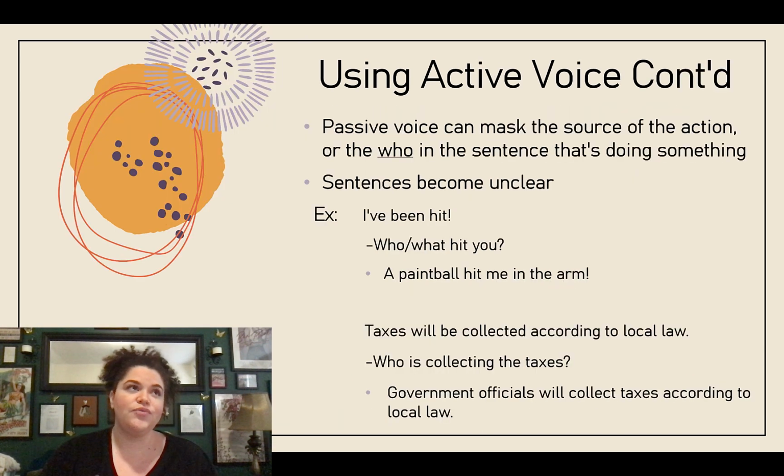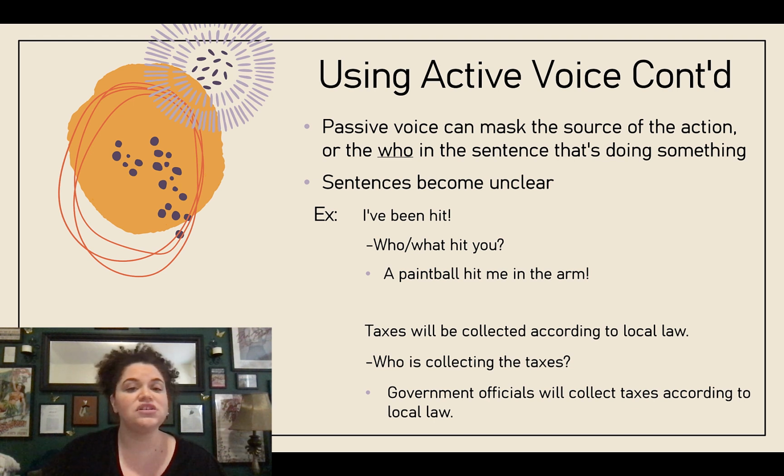When we write in passive voice, it very often masks the source of the action, or the who in the sentence that's doing something, which can very easily make a sentence unclear. So for example, I've been hit. That doesn't say who hit you. That doesn't say what hit you. It just says that you have been hit, right? Rather, we could say a paintball hit me in the arm. Then we are using active voice.